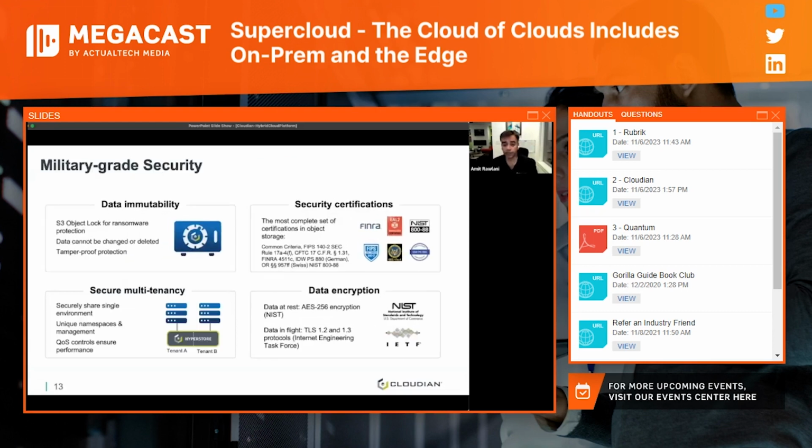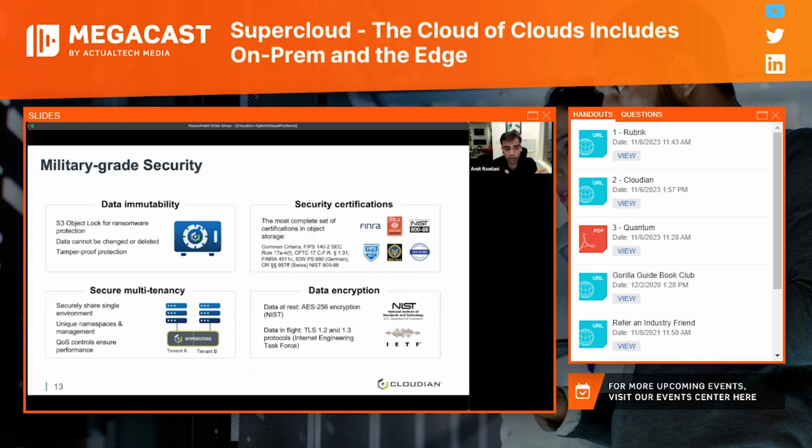And then security. We take our security very, very seriously, right? We have the industry's best implementation of data immutability with S3 object lock for ransomware protection. Data once in the object lock system with Cloudian cannot be deleted or changed. It is actual tamper-proof protection. We have the most security certifications of any object storage out there on premises today. And this ranges from Common Criteria, FIPS, SEC 17a-4, CFTC, and so on and so forth. It is a very, very secure system.